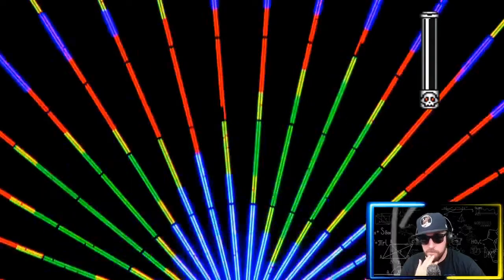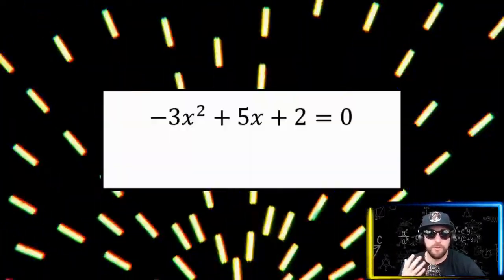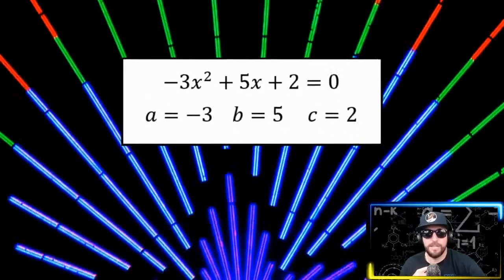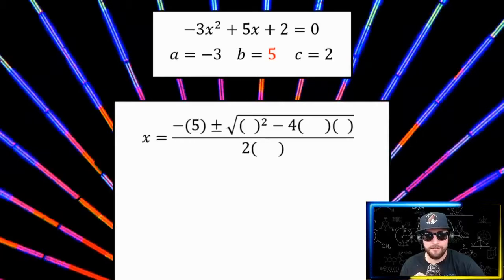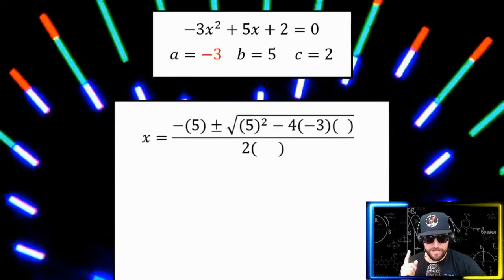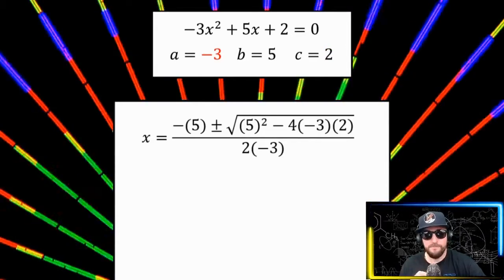One more. A is -3, B is 5, C is 2. Nice, standard form already. Plug stuff in. Opposite of 5. 5 squared. 4 times -3 times 2. 2 times -3. Math time.